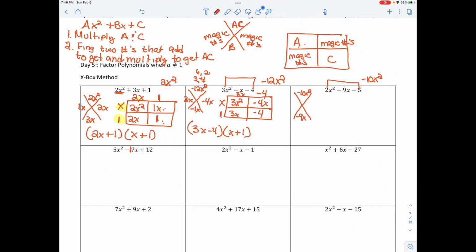Well, we only have two choices, 10 and 1, and 2 and 5. And so I think it's going to be 10 and 1. So this is 10, this is 1. Which one is negative? The 10 has to be negative because I want b negative. Okay, so now I'll put it all in my box.